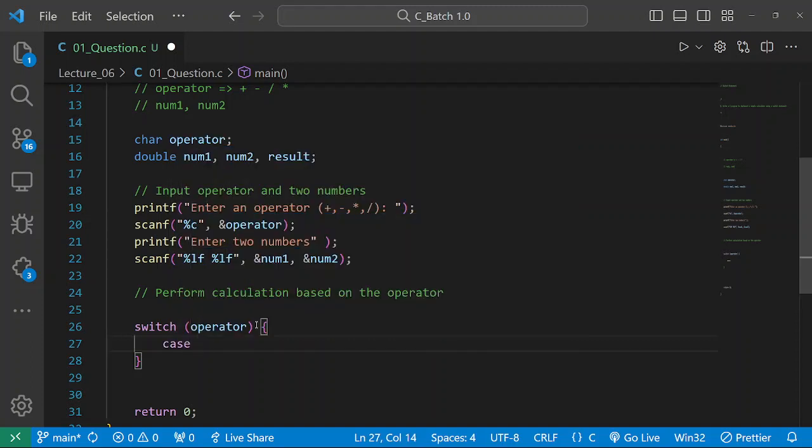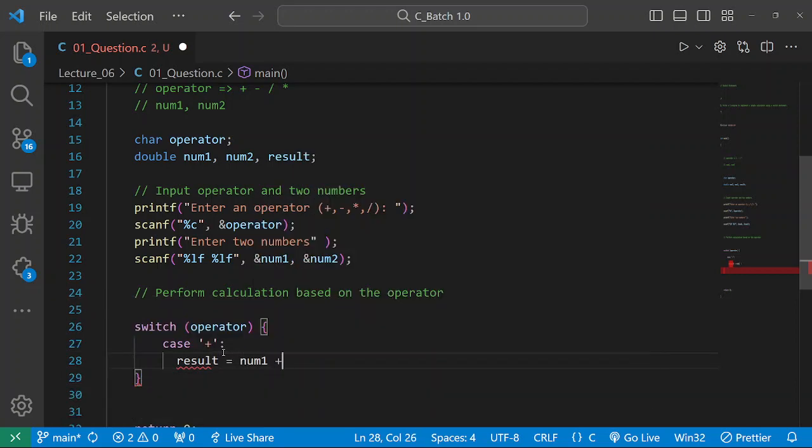So case plus, if there is a plus as your operator, that is the character we are taking as input. What will be the result? You will write result, as you have already taken result as a double here: result equal to num1 plus num2. Up to this point clear? What I have done? Yes. Okay, so let's move further now.